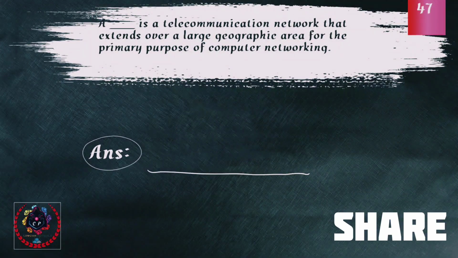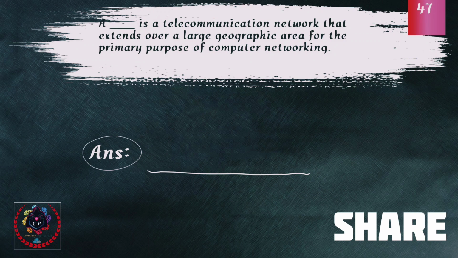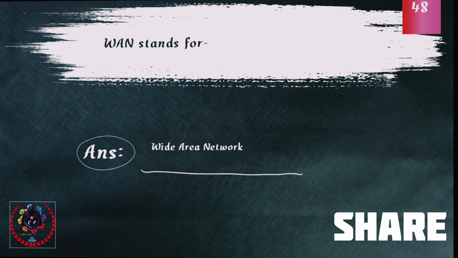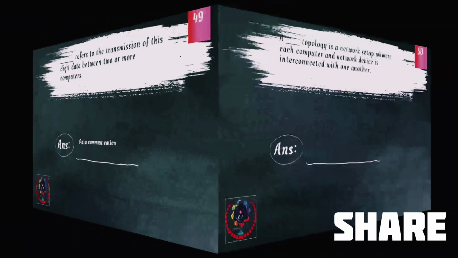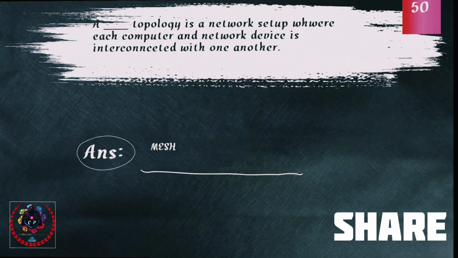Is a telecommunication network that extends over a large geographic area for the primary purpose of computer networking. WAN. WAN stands for Wide Area Network. Refers to the transmission of digital data between two or more computers, called data communication. A topology is a network setup where each computer and network device is interconnected with one another. Mesh.